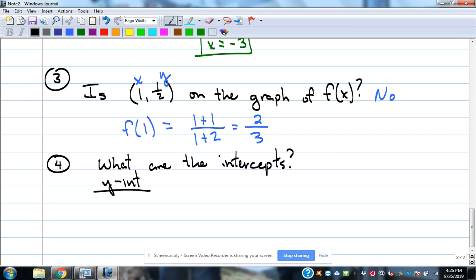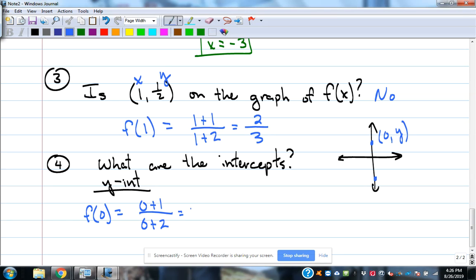Not the Y. The X has to be 0 because remember on the coordinate plane, any dot that's on this axis has an ordered pair 0 and then some Y value. If it's on the Y-axis, the X value is always 0. So if I plug in 0 for X, I get 1/2. So the Y-intercept's at 0, 1/2. That's one of our intercepts.